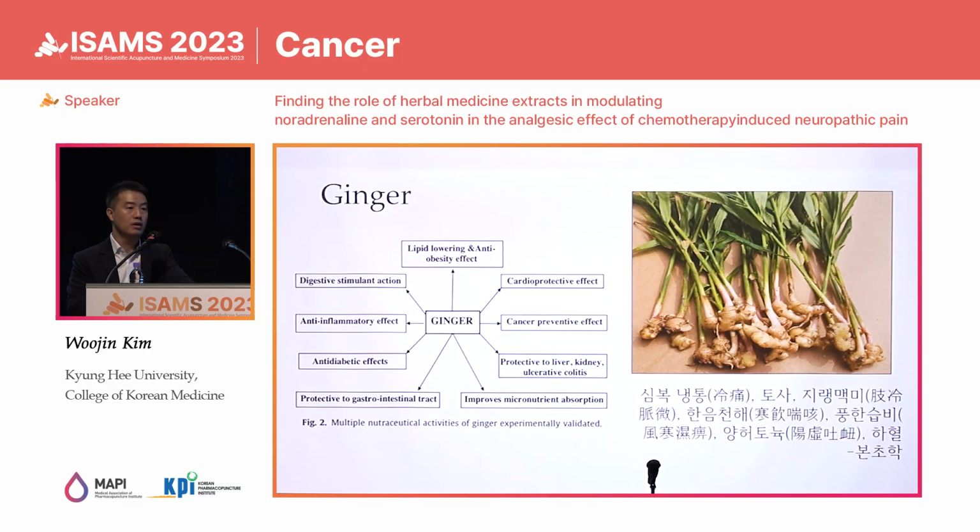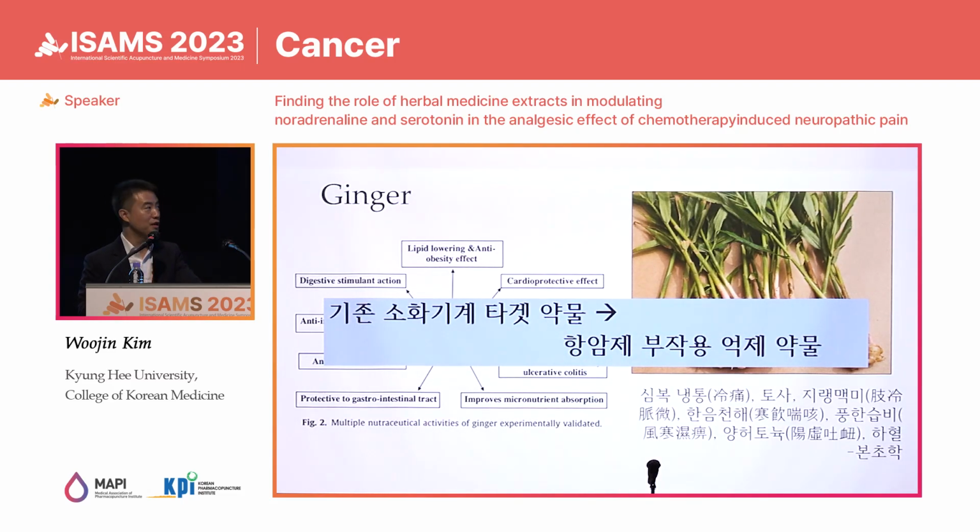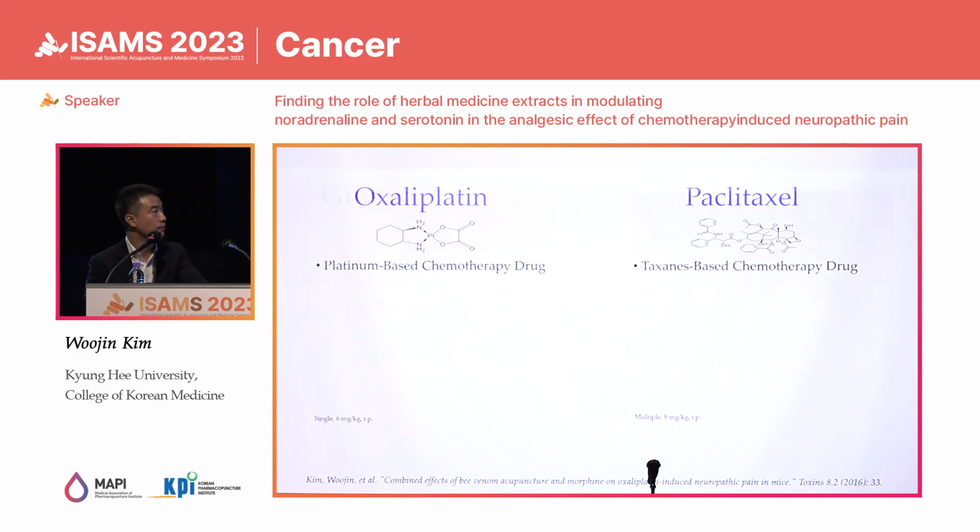And even in our Oriental medicine book, it says that ginger has a digestive effect. So this is also in Korean. I thought that ginger, which is well known for its digestive effect, could be used to treat chemotherapy-induced side effects, and especially neuropathic pain.